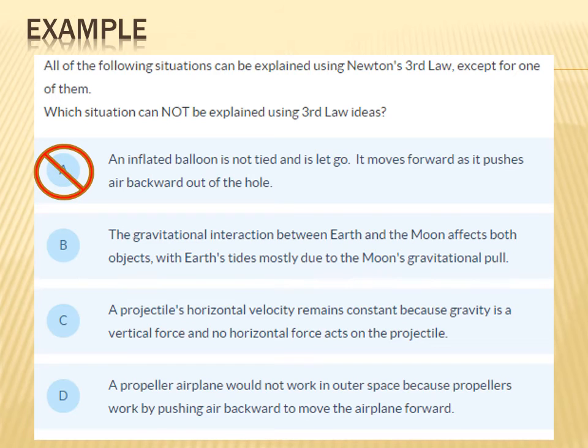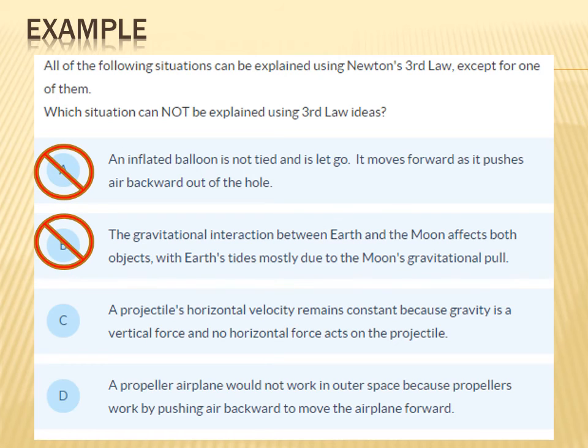B says the gravitational interaction between Earth and the Moon affects both objects, with Earth's tides mostly due to the Moon's gravitational pull. So that sounds like the Moon's pull causes the tides to be moved, and vice versa. So that sounds like action and reaction, which means this is a third law thing, which means it can't be the answer.